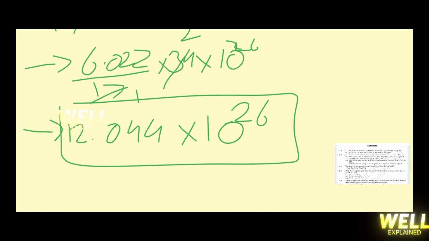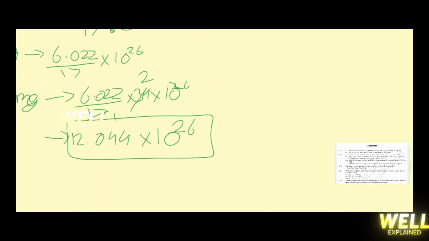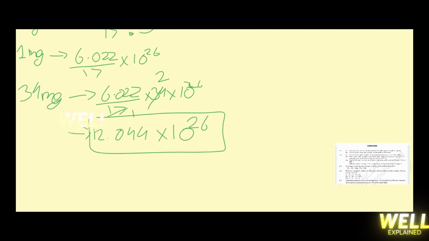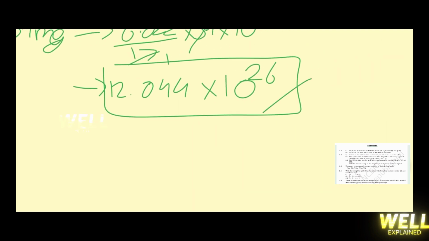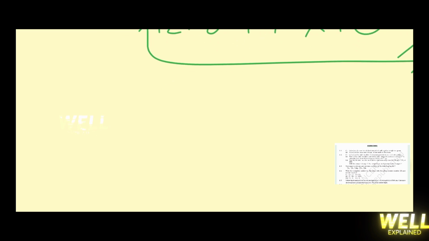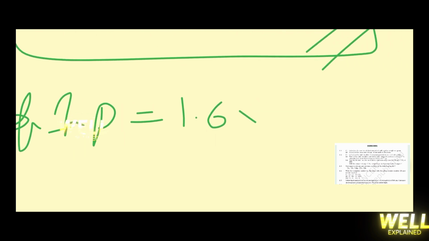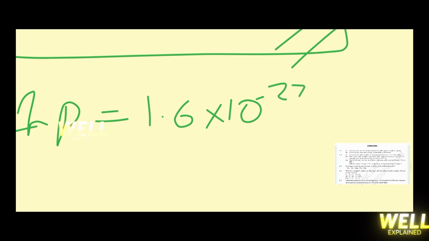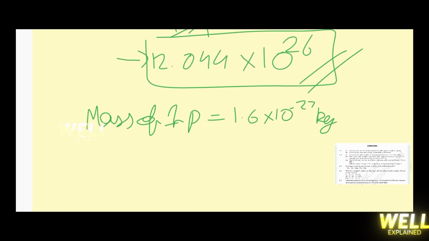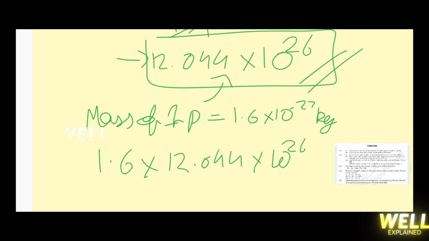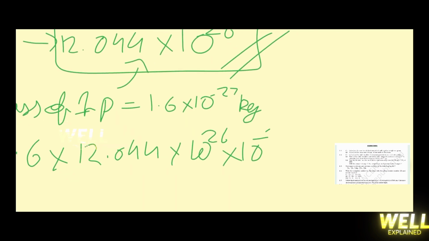Total mass of protons is similar to the mass of neutrons, but I'll take it as this is the answer of part A. For part B I will have the mass of 1 proton, 1.6 into 10 to the power minus 27 kilograms. So for these many protons I will have 1.6 into 12.044 into 10 to the power 26 into 10 to the power minus 27 kilogram.